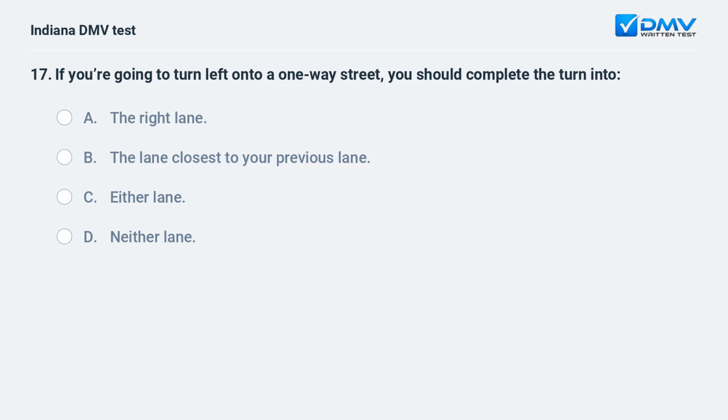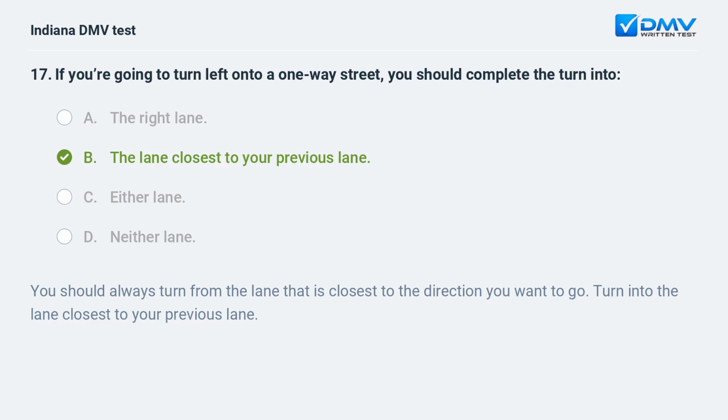If you're going to turn left onto a one-way street, you should complete the turn into: a. The right lane. b. The lane closest to your previous lane. c. Either lane. d. Neither lane. The answer is b. The lane closest to your previous lane.